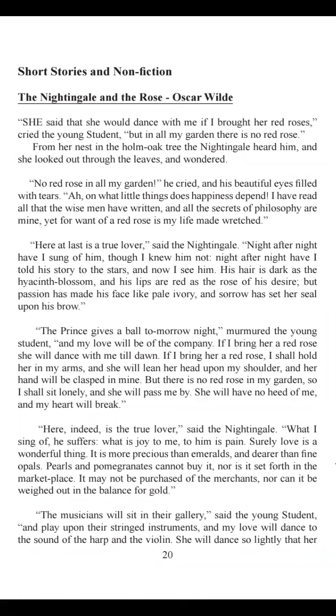What is that? His hair is dark as the hyacinth blossom. So that is a plant which has blue, white, pink flowers. Very sweet smell, that hyacinth flower, right? So she's telling that his hair is dark as those flowers. His lips are red as the rose of his desire. His lips are red as the rose. So the rose that he is expecting, the red rose.